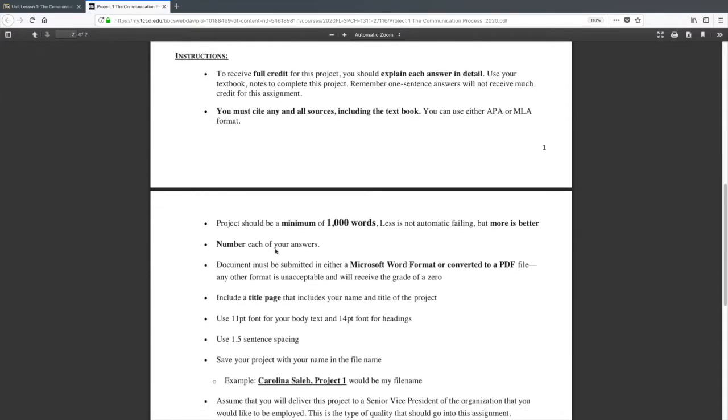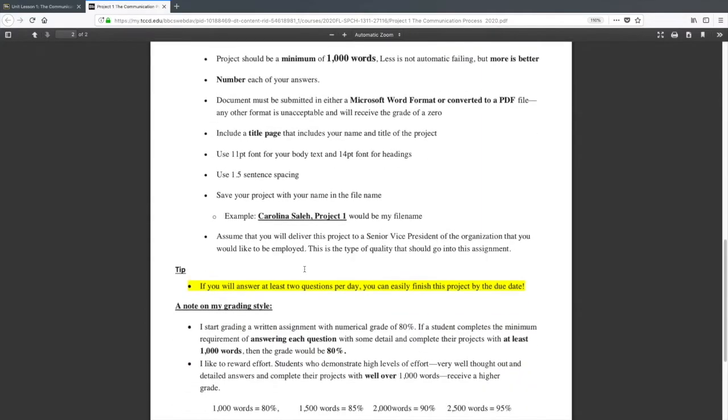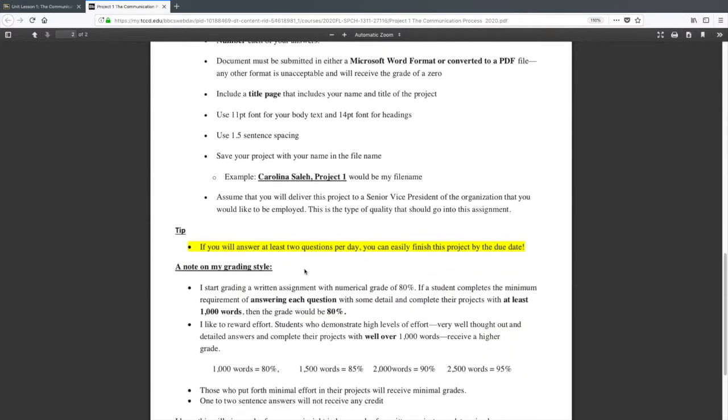It tells you the project should be a minimum of 1,000 words. Less is not automatic failing, but more is better. So you could read this on your own, but this is the grading rubric that I have.